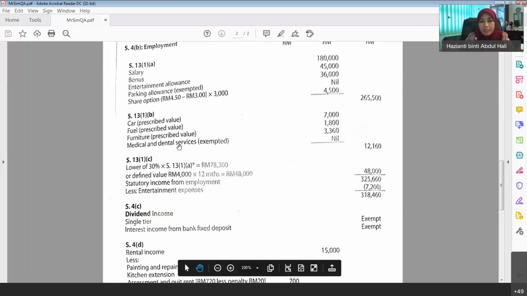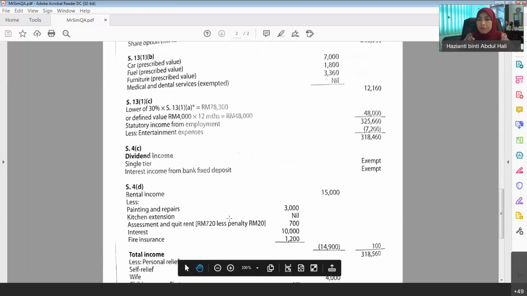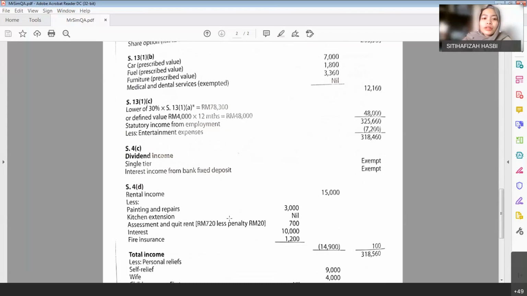Look at this medical and dental services. It is exempted. There is no figure here, right? But I want you to write it down so you get marks for this one. Nampak tak? Dash pun will give you marks. Right? Doesn't matter you write nil or you write dash. So, you still get marks for this item. Okay? Untuk nil dengan exempted tu tak ada apa-apa masalah kan? Maksudnya kalau saya tulis nil ke exempted ke sama dash je kan? Dash pun tak apa. Okay.